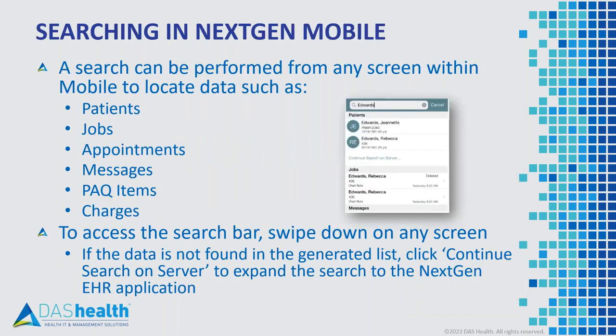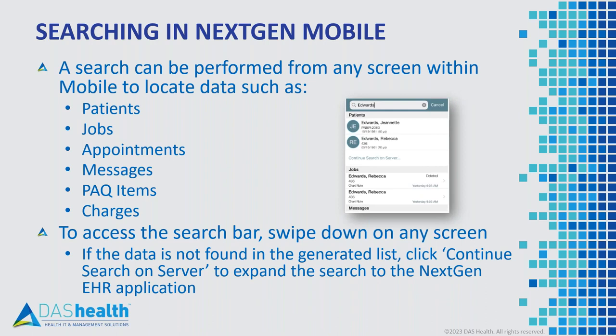Speaking of searching, that feature is not exclusive to documents. A search can be performed from any screen within the NextGen mobile app. It's done in the same way, just by swiping down from the top of the screen. This search can be used to find pretty much anything. We can find a particular patient's profile. We can find dictation jobs if you're using that functionality, a list of appointments, messages related to that patient, or just messages in general with keywords, PAQ items, charges, things like that. So really anything within the mobile application.